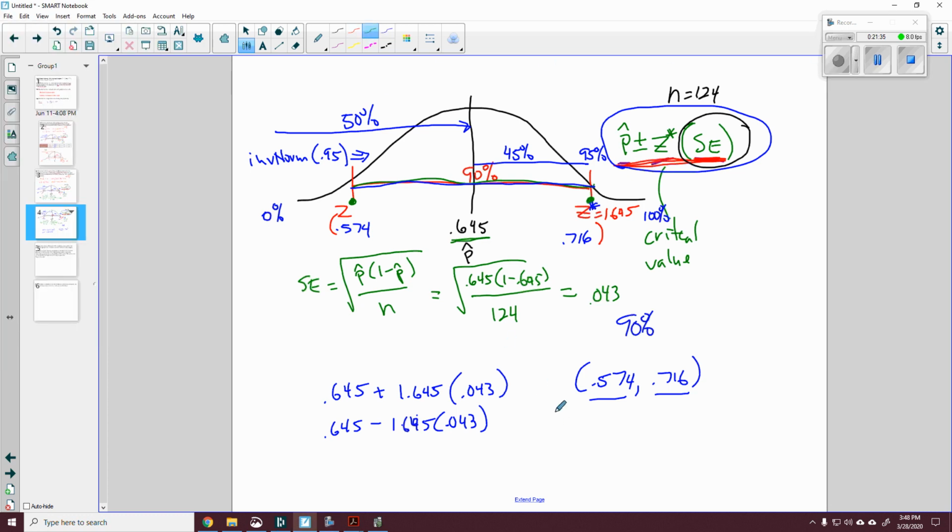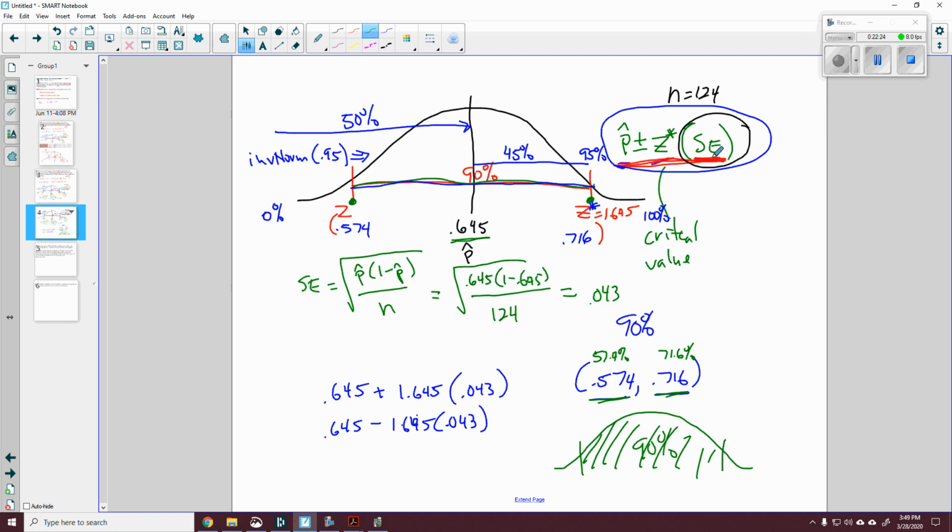If I went out into the population and got thousands and thousands of samples of 124 kissing couples, and I looked at the proportions of all of those kissing couples and how many of them turned to the right, what I'm saying is that 90% of the time, the proportion would be between 0.574 and 0.716, or if I turn them into percentages, somewhere between 57.4% and 71.6% would be turning to the right.